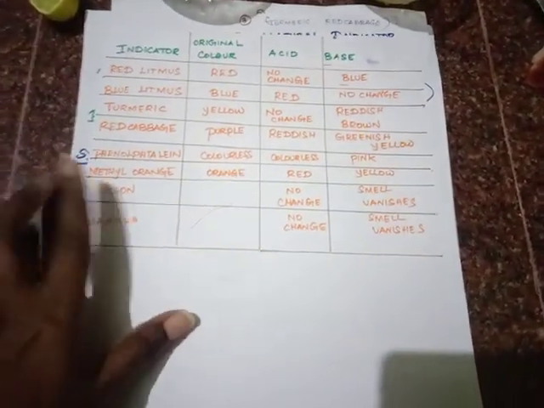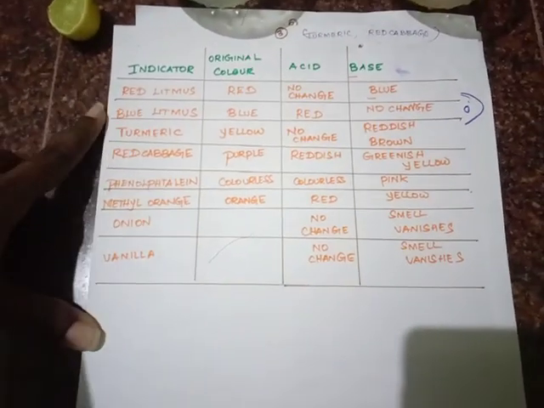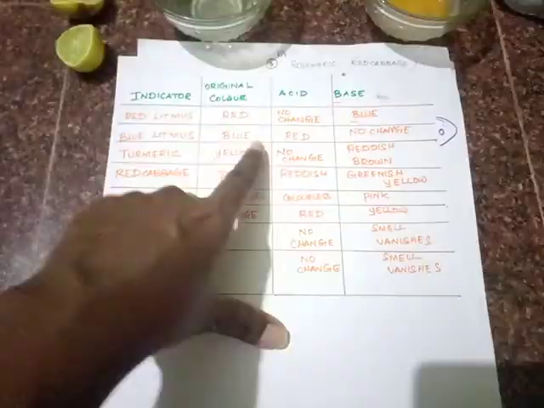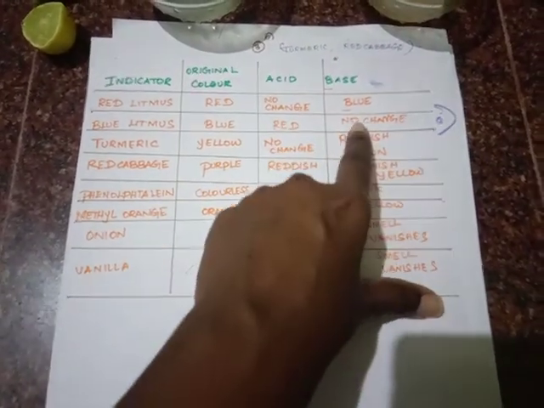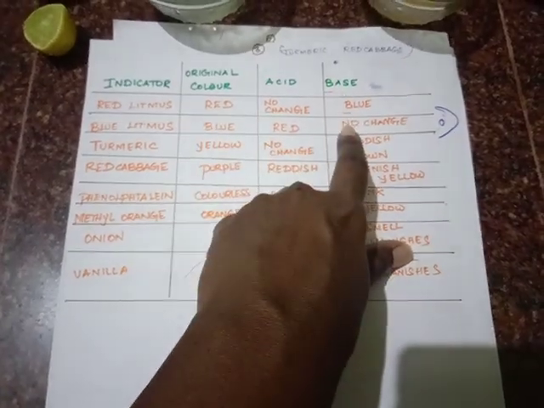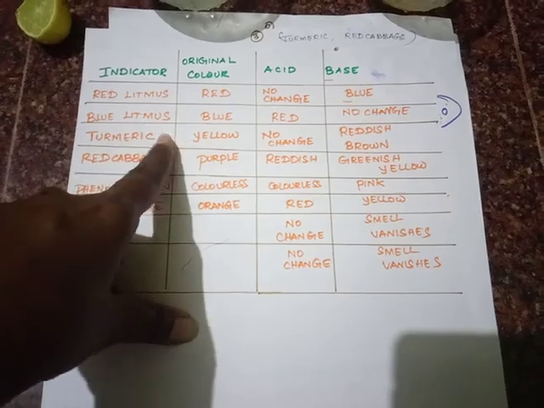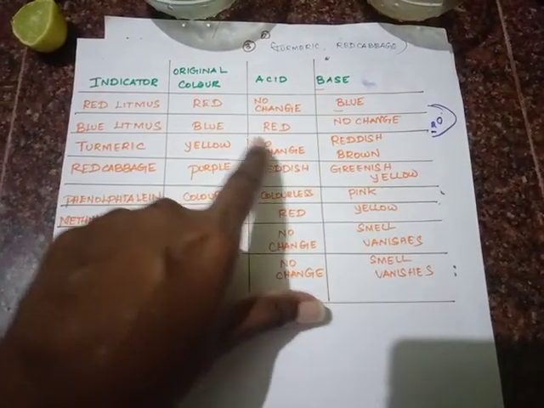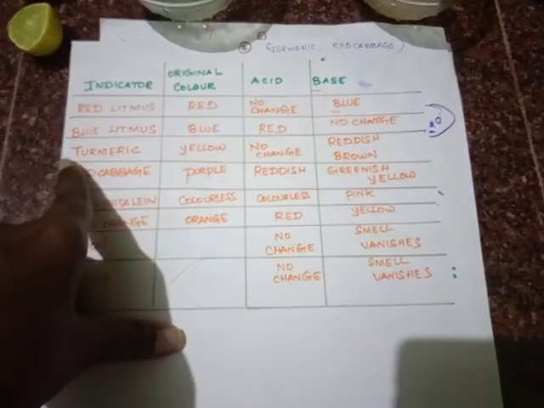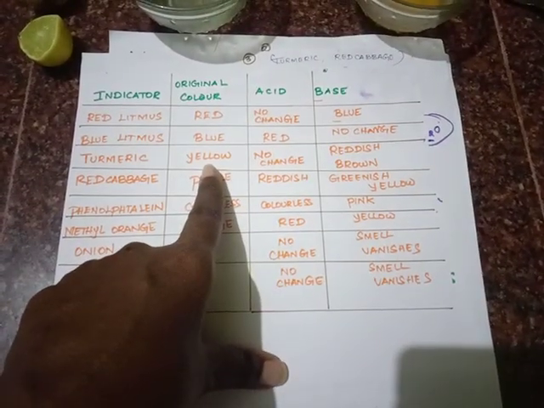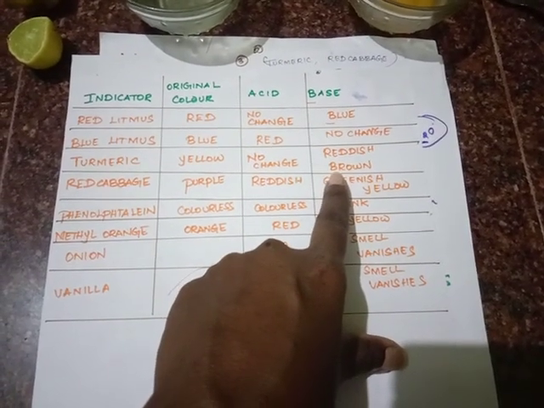Children, if you want, you can take a screenshot of this. For red litmus, the original color is red. If you dip that in acid, there will be no change, and in base it will be blue. So B and blue, like that you can remember. Next, blue litmus: the original color is blue, in acid it changes into red, and with base there will be no change. Turmeric, the original color is yellow, so there will be no change in acid, and it changes into reddish brown with base.